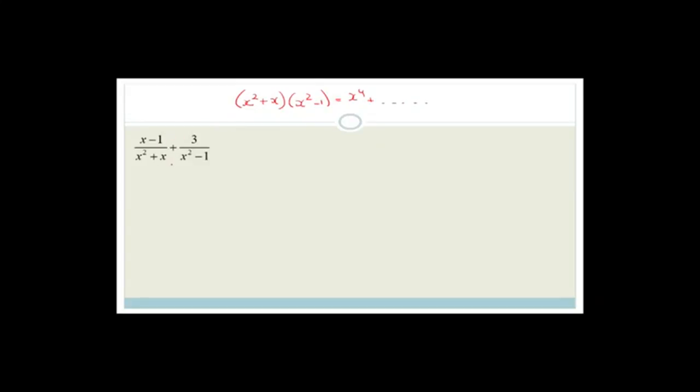But what we can do is use the information that we've already gained from this factorization section. Let's see if we can factorize these denominators. Let's see if we can make them easier. Do you see I could take out a common factor here of x? Okay, and what are we left with? We're left with x plus 1.